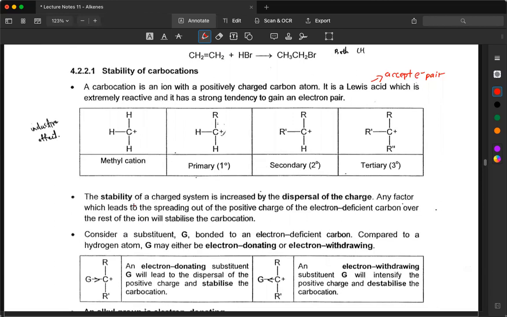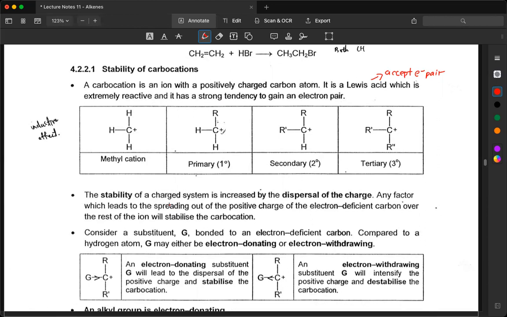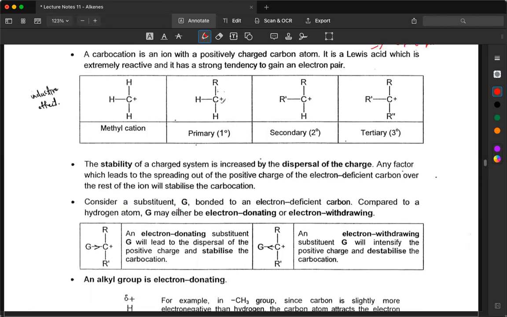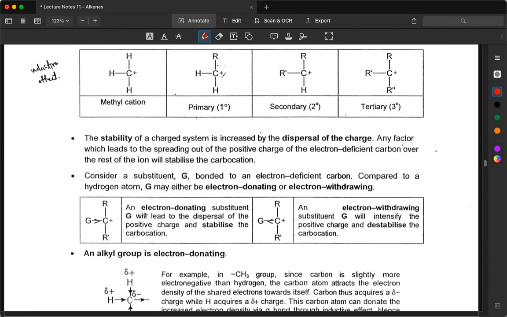The stability of the charged system is increased by the dispersal of the charge. So any factor that leads to the spreading out of the positive charge of the electron deficient carbon over the rest of the ion will stabilize the carbocation. Consider the substituent G, which is bonded to the electron deficient carbon. Okay, let's look at this G. Compared to the hydrogen atom, G can be either electron donating or electron withdrawing. Electron donating substituent G means that it will lead to the dispersal of the positive charge.